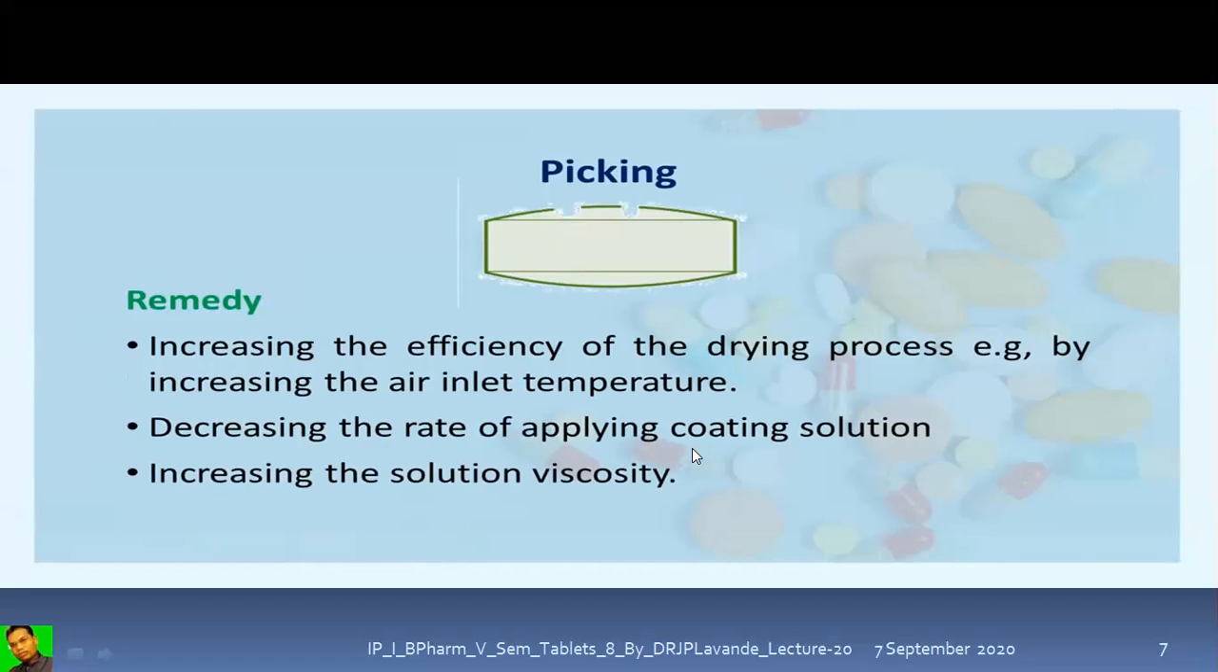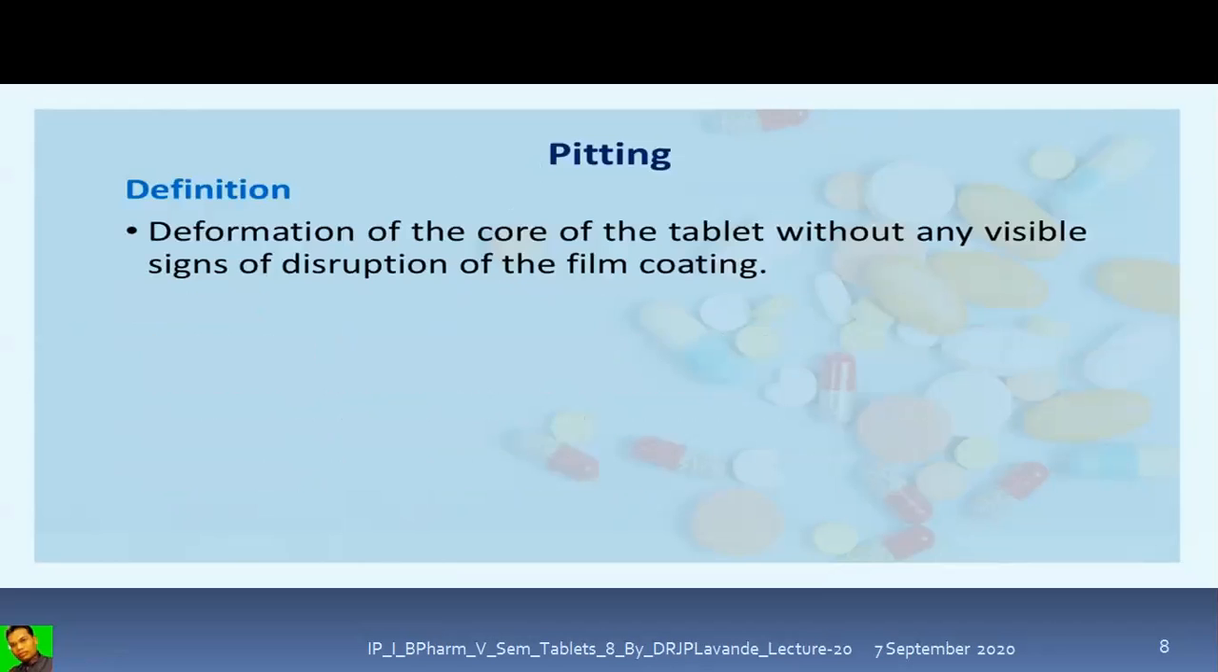A larger amount of coating solution will lead to picking. So we should go for decreasing the rate of application of the coating solution, which may act as a remedy. Another remedy is increasing the solution viscosity. If the coating solution is too much less viscous, that will lead to picking. So in order to avoid that, we may go for increasing the viscosity of the coating solution.